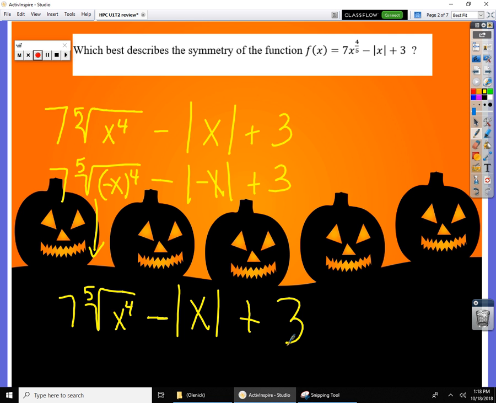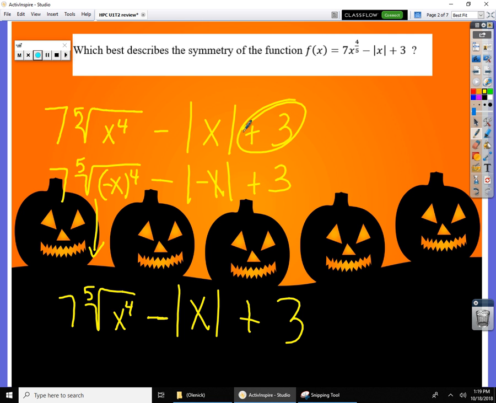Let me give you a heads up right now. In order for it to be odd, everything has to switch signs. If I have a constant, can it ever switch signs? No. So if it has a constant, can it ever be odd? No. If I see a constant, it's either going to be even or neither. Even or neither.